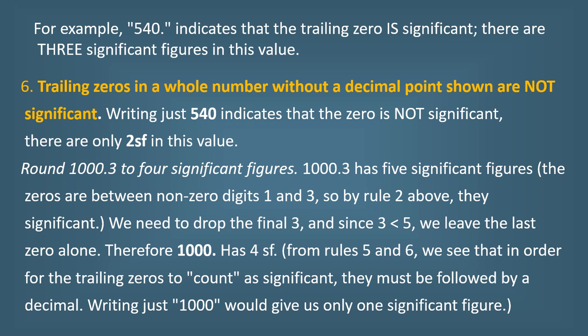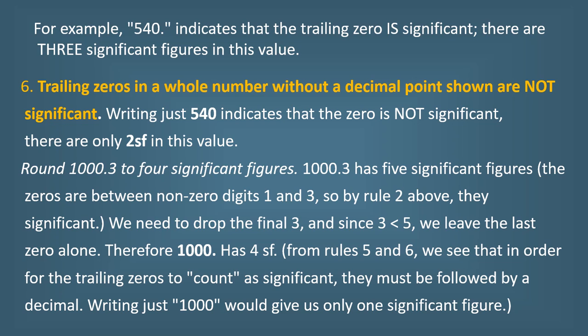But again, to round it off to 4 significant figures, if we just wrote 1000 like this, this value will have 1 significant figure. These zeros would not be significant. So to make them significant, we go to our rule number 5. And rule number 5, just place a decimal point and make these zeros significant. So 1 0 0 0 point has 4 significant figures. So this is an example to illustrate rule number 5 and rule number 6.